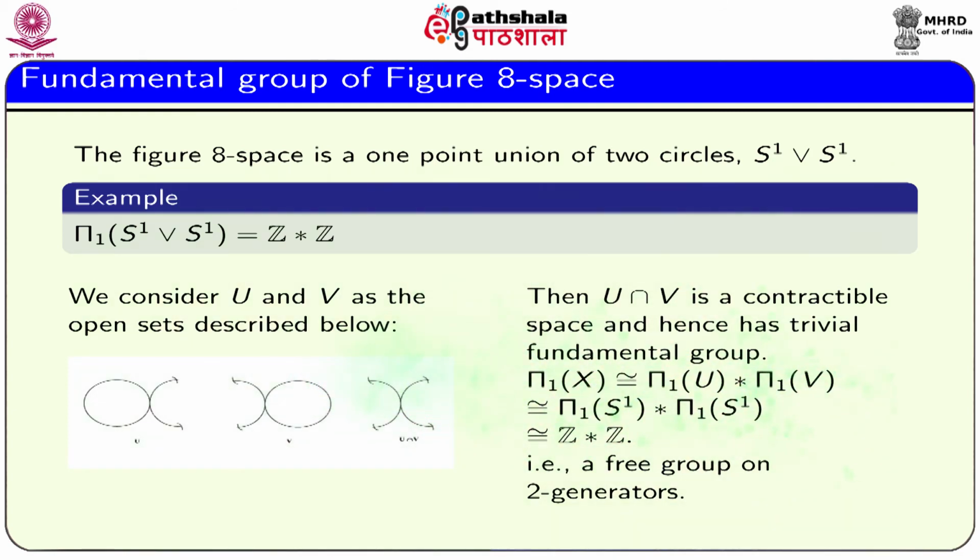So, the fundamental group of X is isomorphic to the free product fundamental group of U star fundamental group of V, which is isomorphic to fundamental group of S1 star fundamental group of S1, and that is isomorphic to Z star Z. So, the fundamental group of X, where X is actually the figure 8 space, that is S1 one point union S1, is a free group on two generators.